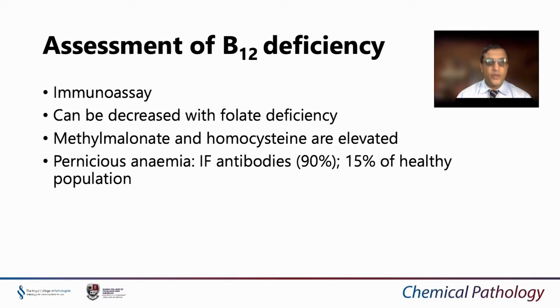The assessment of B12 can be conducted by immunoassay. It can also be decreased with folate deficiency. Methylmalonate and homocysteine are elevated. Pernicious anemia etiology can result in the production of intrinsic factor antibodies in approximately 90% of patients. However, 15% of the healthy population are also intrinsic factor antibody positive.